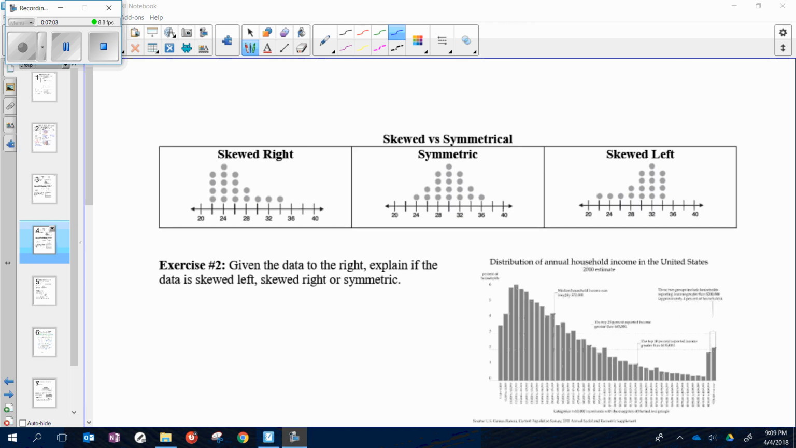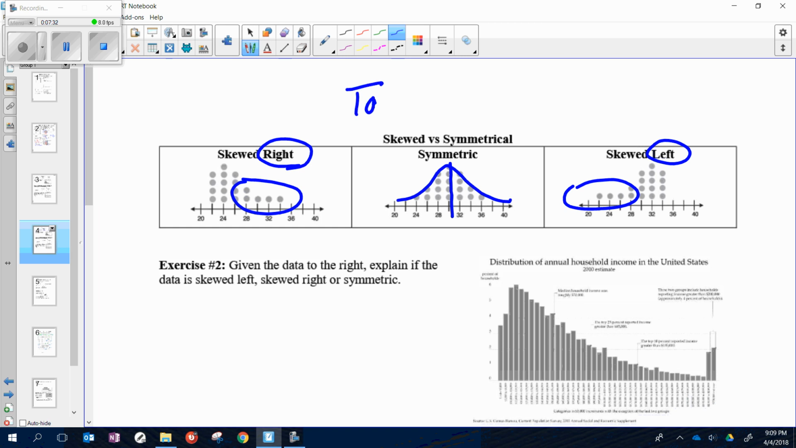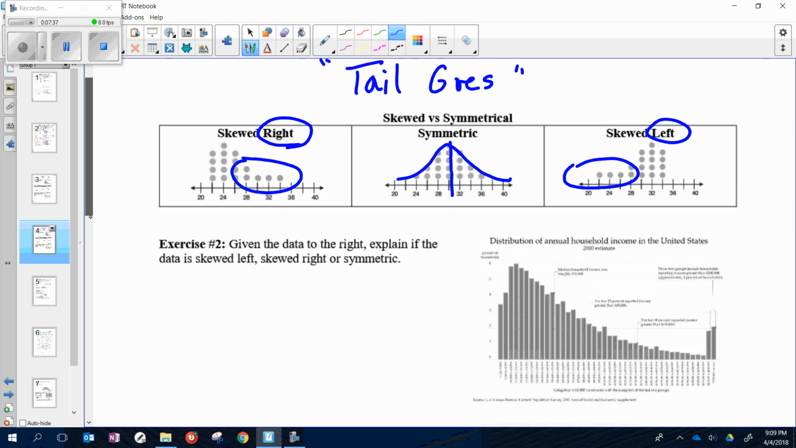Okay, on the next page, we're going to talk about skewed versus symmetrical data plots. So we're looking at dot plots, and if you notice that the tail is off to the right, then that happens to be skewed right. Symmetric, they sometimes call this a bell curve, perfectly symmetrical from left to right, with average somewhere in the middle, or right in the middle. Skewed left would be a tail going off to the left. So it's which way the tail goes. Whatever way the tail goes is where you call it skewed.